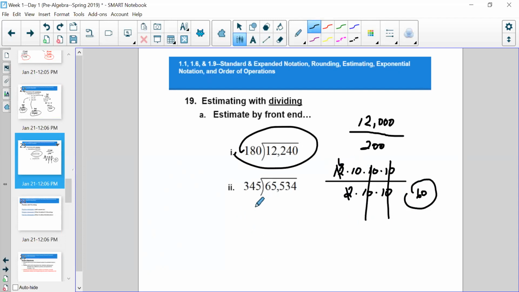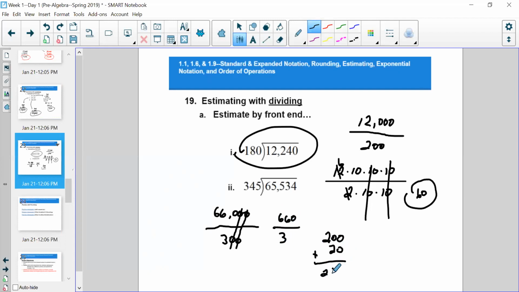Here, I would say 65,000. Let's go ahead and go to 66,000. And 345, we'll just say 300. So these 10s divide out, these 10s divide out, so you're left with 660 divided by 3. 3 will divide 600 200 times. 3 will divide 6 tens 20 times. So what you should have is 220 as a quotient, because 220 times 3 would give you 660.